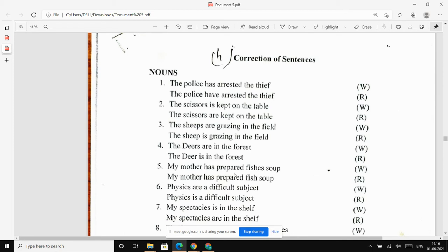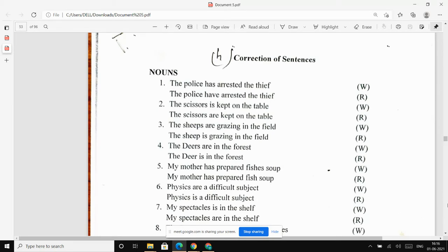My mother has prepared fish's soup. My mother has prepared fish soup, not fish's soup. A kind of fish, one kind of fish. So it is singular. Physics are a difficult subject. So here physics is a singular subject. So physics is a difficult subject.